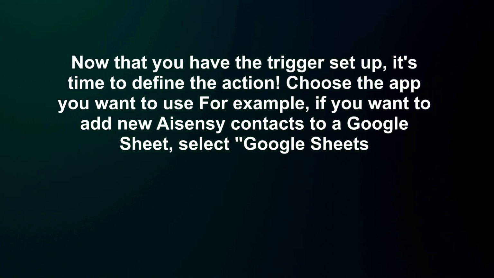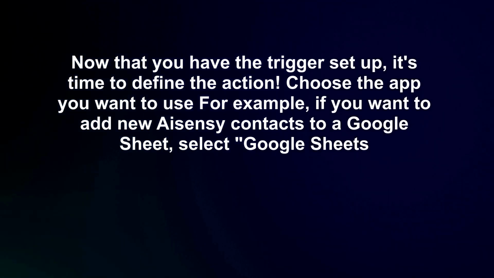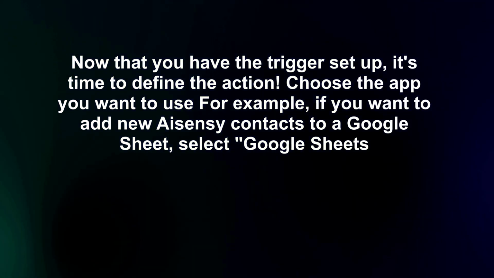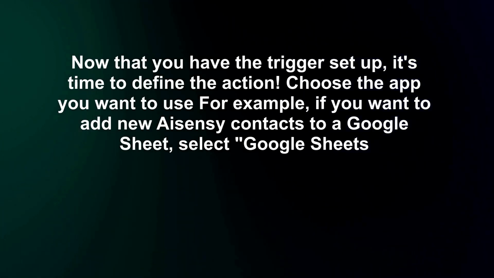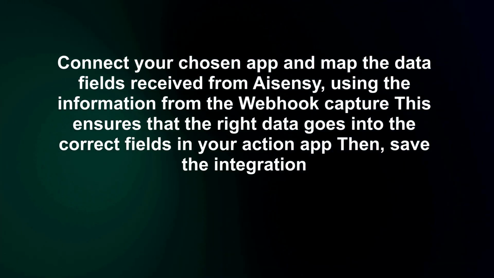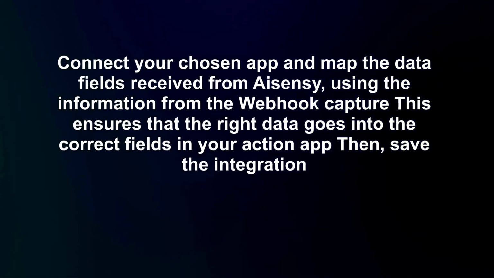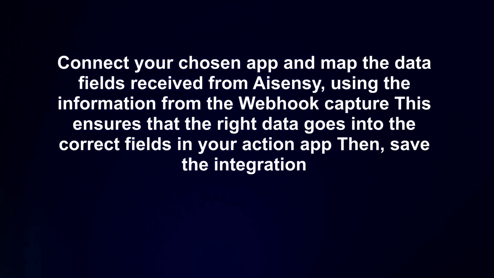Now that you have the trigger set up, it's time to define the action. Choose the app you want to use. For example, if you want to add new Aisensy contacts to a Google Sheet, select Google Sheets. Connect your chosen app and map the data fields received from Aisensy using the information from the webhook capture. This ensures that the right data goes into the correct fields in your action app.